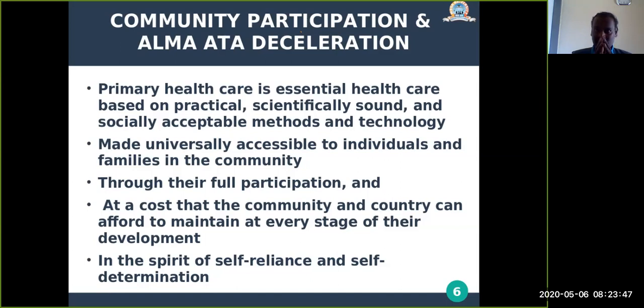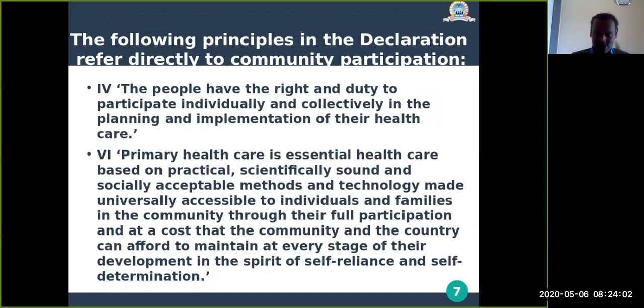So the services, like the basic healthcare facilities, are supposed to be given to all the communities without discrimination. That's the ethos under the Alma-Ata declaration. Especially we are going to see the key points under the Alma-Ata declaration which directly speak about community participation. Declaration number 4 talks about people having the right and duty to participate individually and collectively in the planning and implementation of their healthcare. So people have the right and duty to participate as individuals as well as collectively in the planning and implementation.